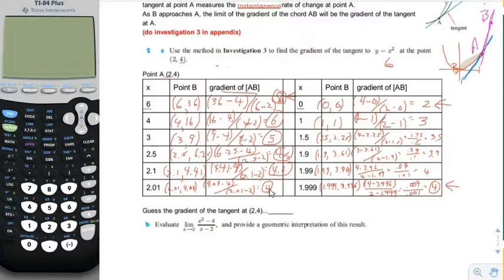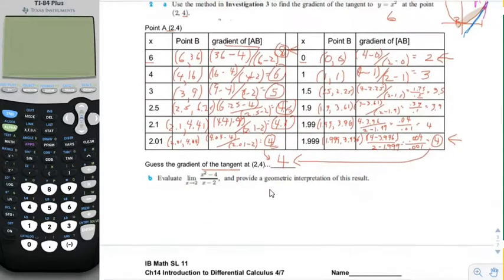So our guess of the gradient of the tangent at the point (2, 4) is going to be 4, because that's the estimate we have going from the left and from the right. And it's not even really an estimate anymore. When we get 2.01 or 1.999 close, we're already basically on 4. Considering only 3 significant figures, the value is 4.